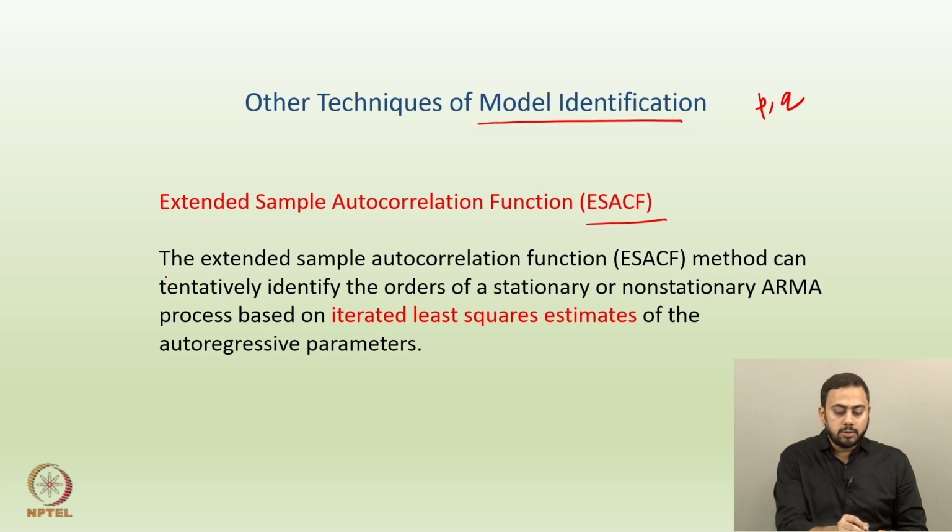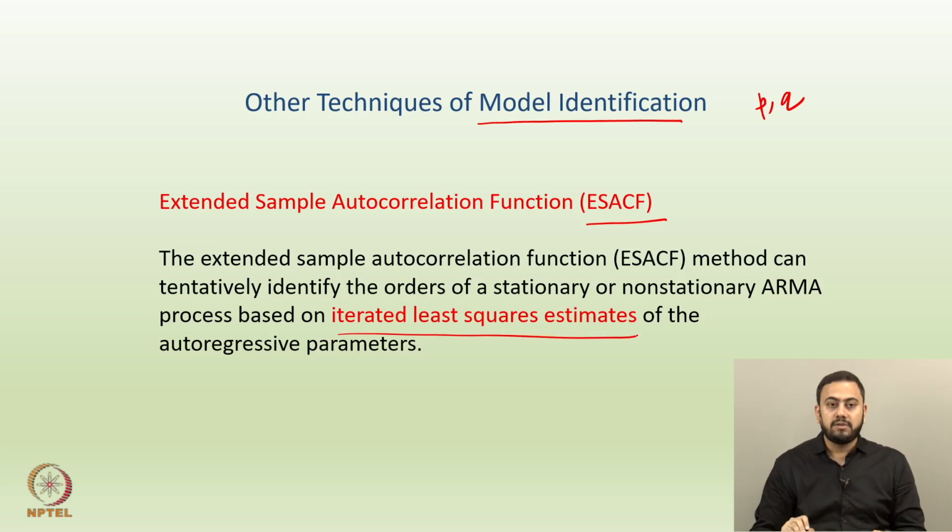Okay. The advantage of applying such a function is that the extended sample autocorrelation function, or ESACF, can tentatively identify the orders of a stationary or non-stationary ARMA process based on a slightly different idea, which is iterated least squares estimates of the autoregressive parameters. Now I'll pause here for a second. If you go back to the last lecture, the main idea of how we estimated the parameters was based entirely on MLE, or maximum likelihood. Be it AIC or SBC or HQIC, in all these ideas the estimation technique was similar, which was maximum likelihood estimation.